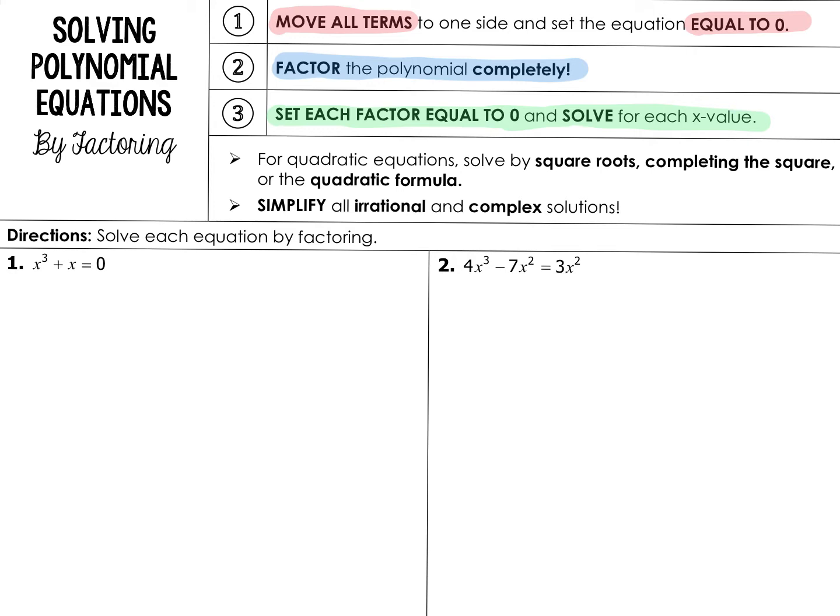For quadratic equations, make sure you solve by square roots, completing the square, or the quadratic formula. You'll be able to do some factoring with those quadratic equations like we learned before. And then we have to make sure that we simplify all irrational and complex solutions. So if it's a square root, we make sure we get it in the simplest square root form. And if it's a complex solution that includes i, and it is a fraction, we make sure that fraction is simplified as well.